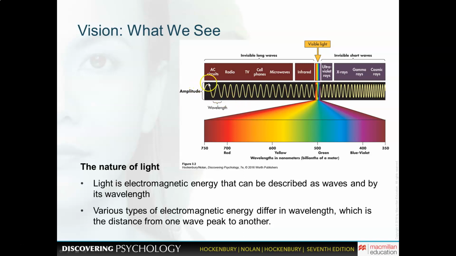And you can see here these invisible long waves. These are very long waves. But then there's a little section right here called visible light. That's what we humans perceive. So we perceive just a very small segment of the entire spectrum. And then as the waves get faster, they get into ultraviolet rays, X-rays, cosmic rays, etc. We cannot perceive those consciously.